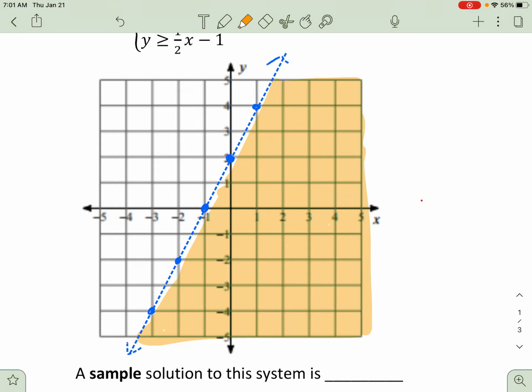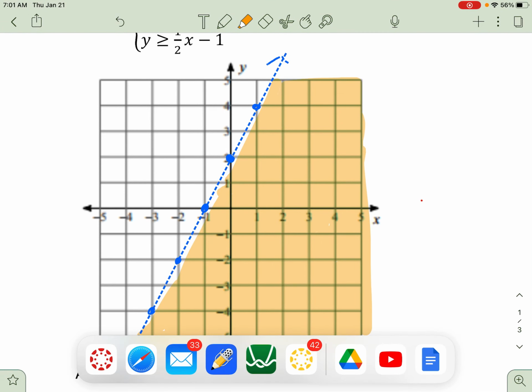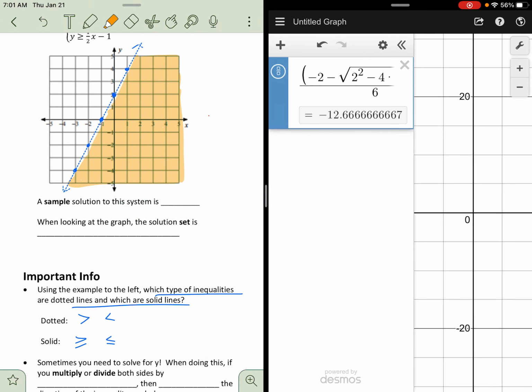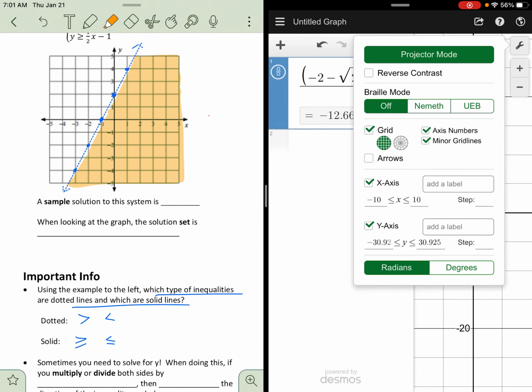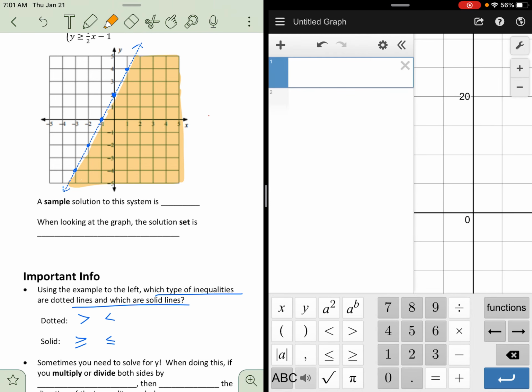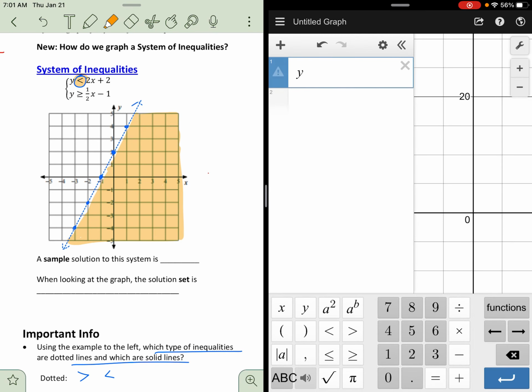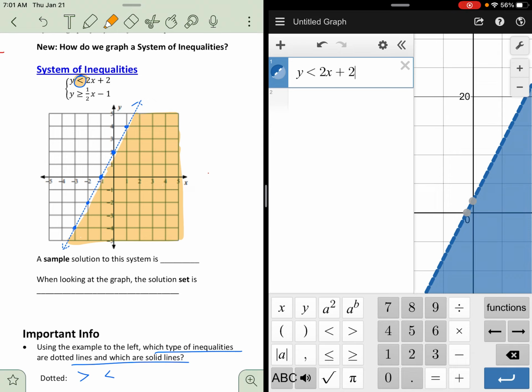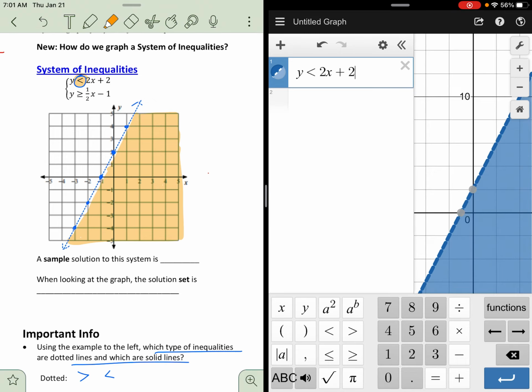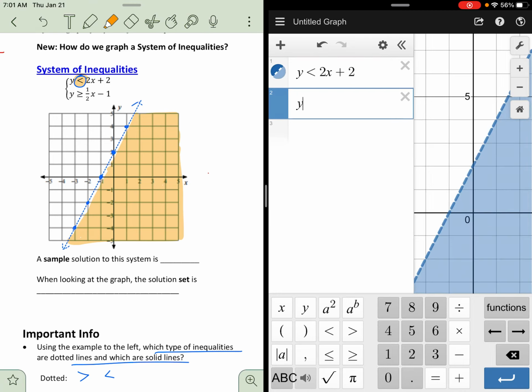Okay. Now what I'm going to do is type the next one when we get to it into Desmos. Well, actually, we can just type this one in. So let's go ahead and type this one in, and you should see that it should look the same. Put it in projector mode. It is. Okay. So my first equation was y is less than 2x plus 2. And if you look on the right-hand side here, you can see, okay, that it is in fact dotted and it's on the bottom side.